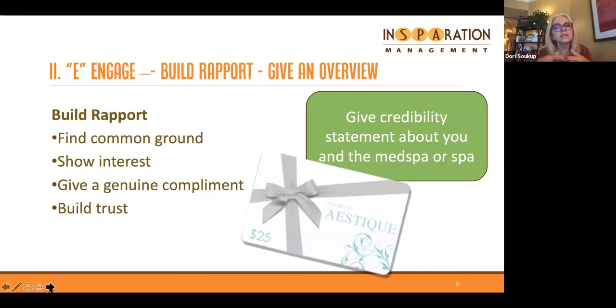So in the engagement part, it's all about finding that common ground, building that rapport, giving a nice compliment, and building that trust with people. But you also want to tell them what the plan is for the day. So today we're going to go over what products you have, assess whether they're actually good for you, and then make recommendations. And at the end, you'll be able to use this $25 gift card toward whatever you decide to purchase. So that's your gift from us for taking the time to do this consultation. That gives you the marketing ability.